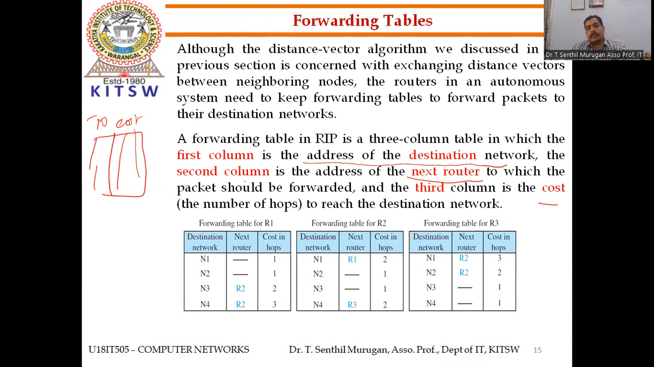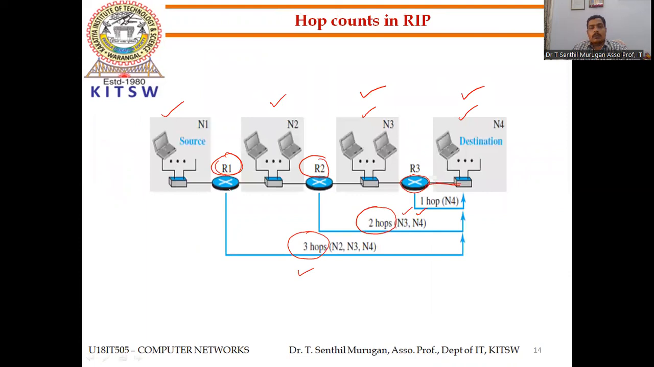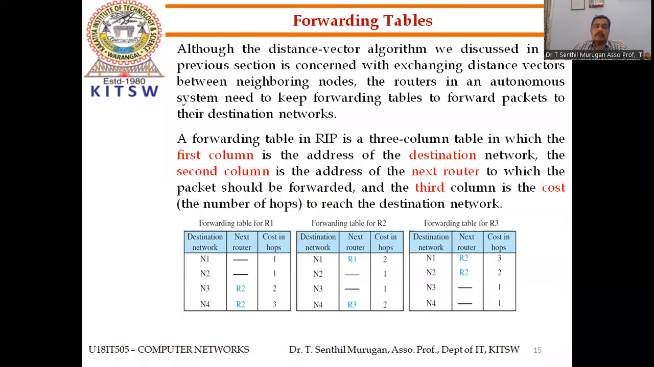So based on the previous diagram, the routing table, the forwarding table for router 1. Forwarding table for router 1. You just see here. This is router 1. How many hops do we need to reach the destination? If you want to reach N2, it means 1 hop. If you want to reach N3, it means 2 hops. If you want to reach N4, it means 3 hops. So you just remember this diagram, then we will discuss those things.